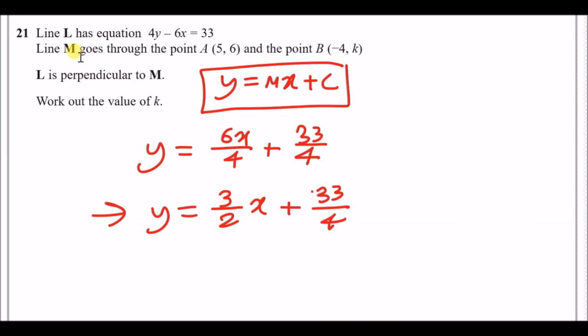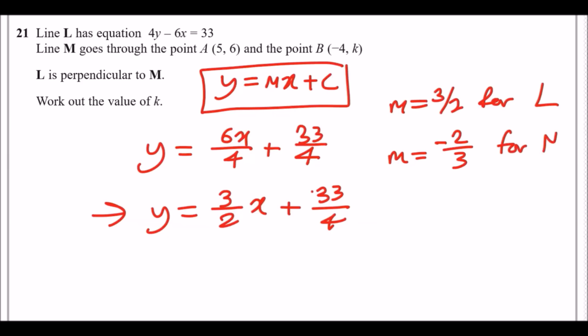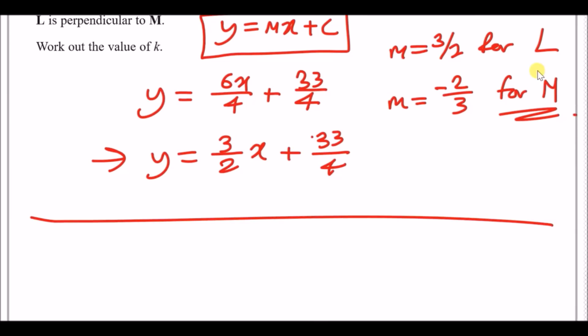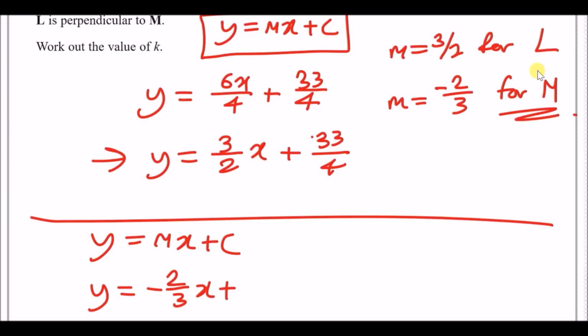So we know that these two lines are perpendicular. That means the gradient, which was 3 over 2 for line L, and so the gradient for M is going to be the negative reciprocal of L. So it'll be minus 2 over 3. In other words, you flip it upside down and change the sign to minus for line M. Okay, so now we have this information, we can use a new y equals mx plus c line and replace our new information. So we've got y equals minus 2 over 3 x plus c.